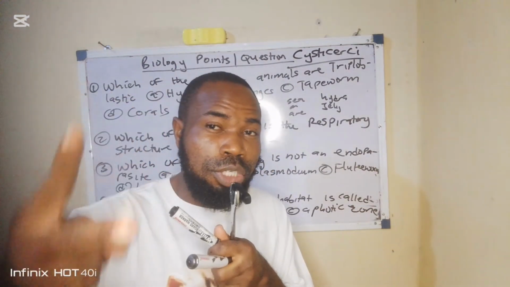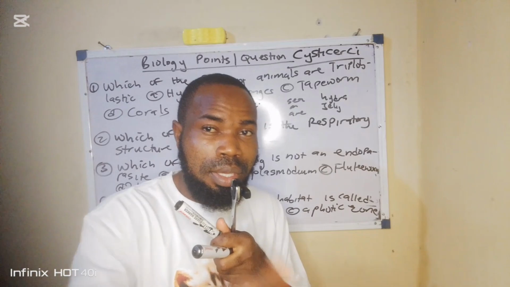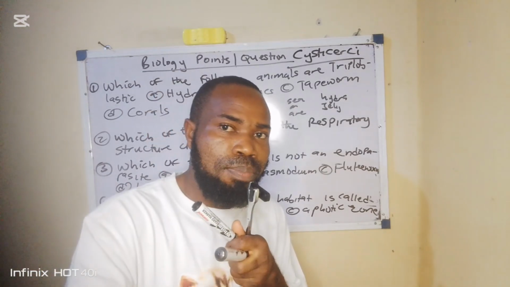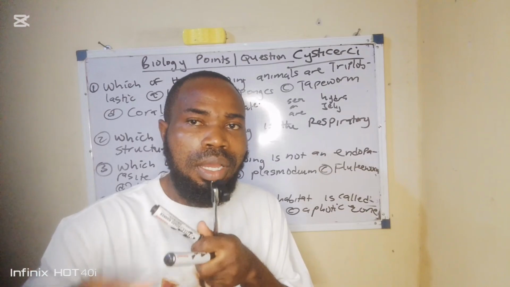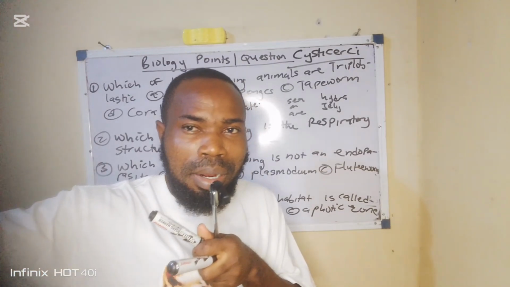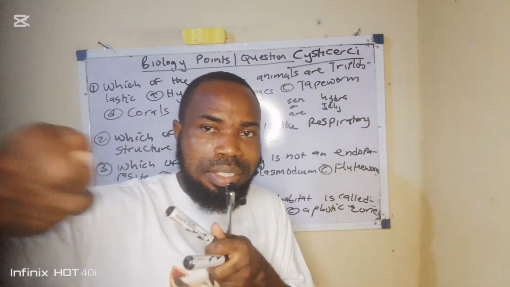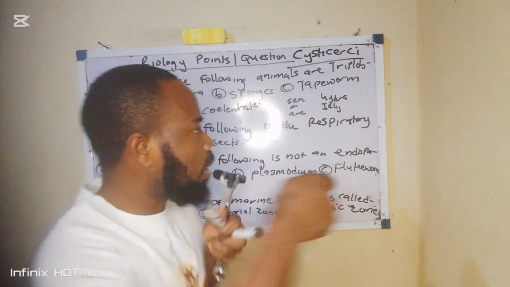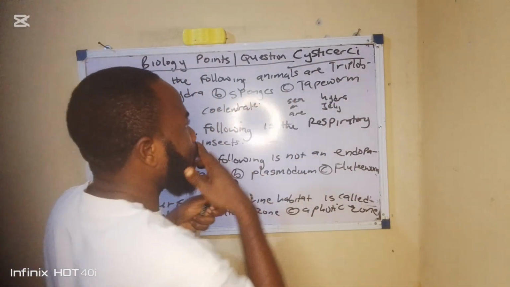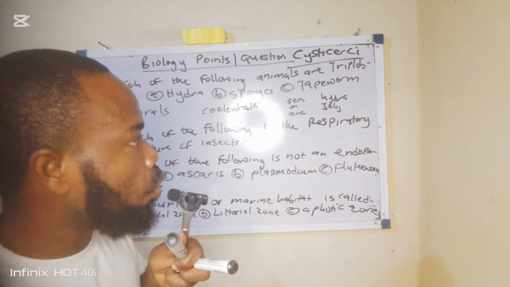Now, there are two common species of tapeworm. One is found in pig, one is found in cattle. The one found in pig is Taenia solium, which has hooks and suckers, while the one found in cow is Taenia saginata. It does not have what? Hooks. Now, look at this tapeworm. We said just now it's an endoparasite.